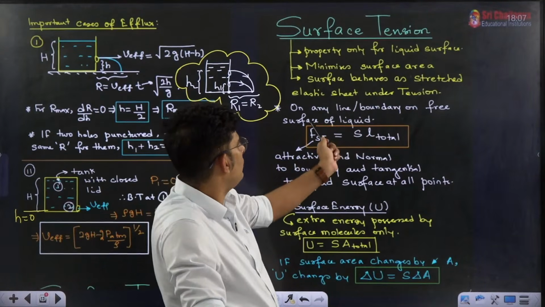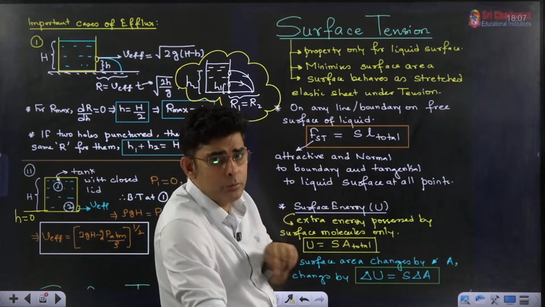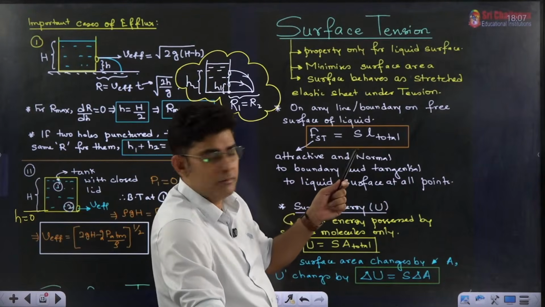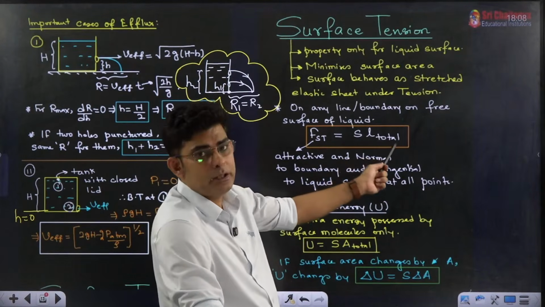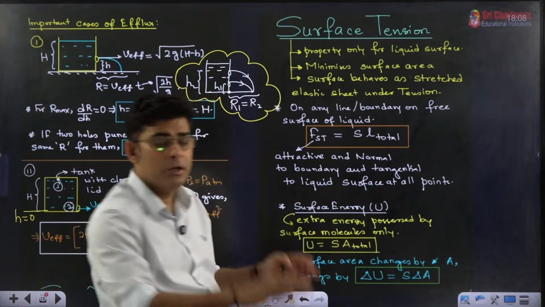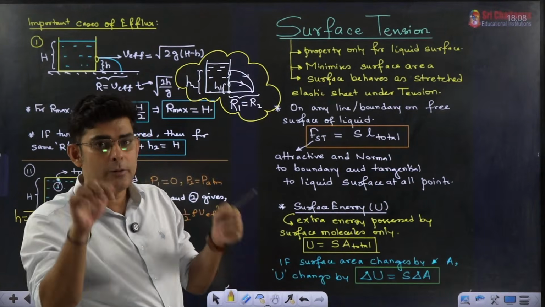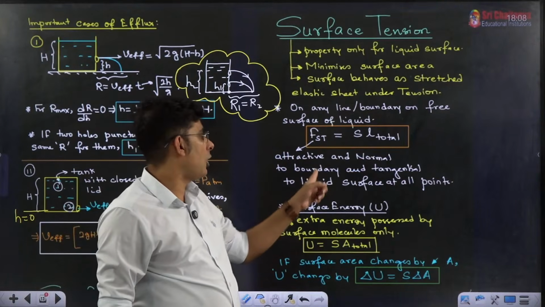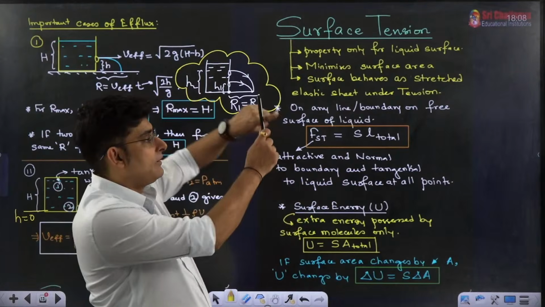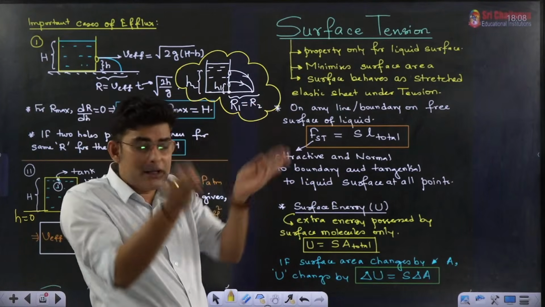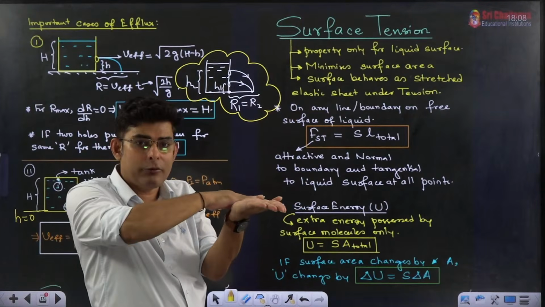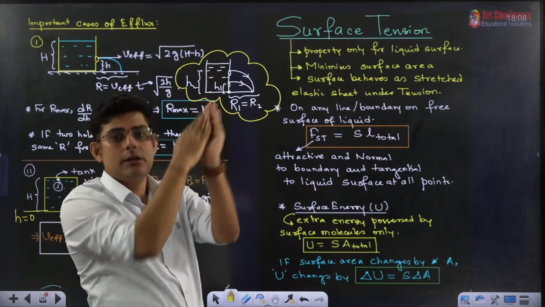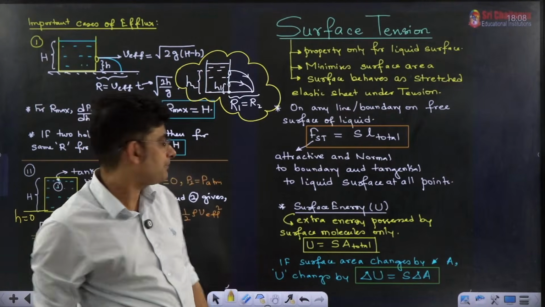Now on any line or boundary on the free surface of the liquid, whatever you take, the total force due to surface tension from each side's molecules will be surface tension into length, the total length of the boundary. This will be the total force. Molecules on each side of the boundary will be pulling the molecules of the other side. Always an attractive force, it is always normal to the boundary, whichever boundary you have drawn. If the liquid surface is flat, the force will be along the surface. If it is curved, then it will be tangential. Tangential to the surface and normal to the boundary.